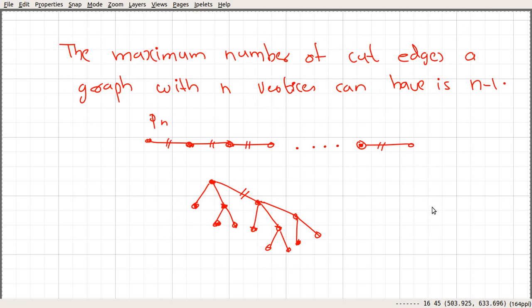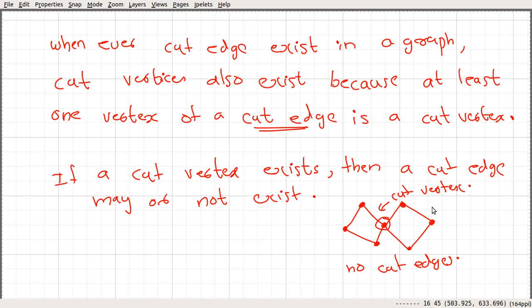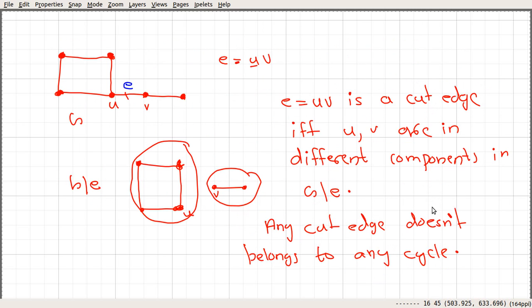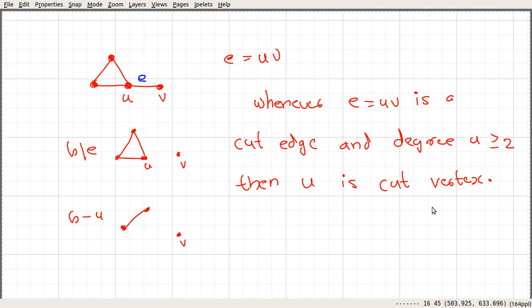Anyway, we will prove that statement in a future video. So that says whenever E equal to UV is a cut edge and degree of U is greater than or equal to 2, then U is a cut vertex. So that's another thing to note.